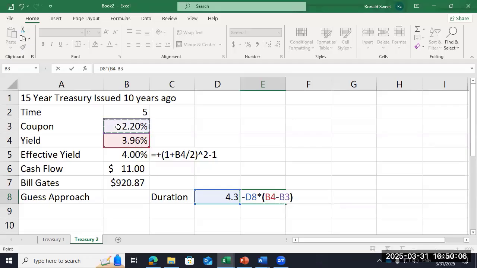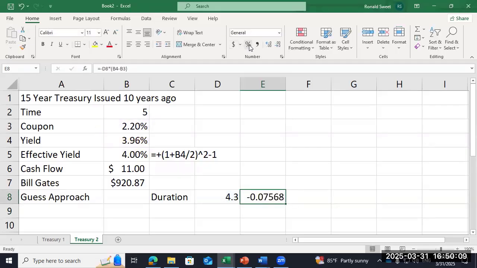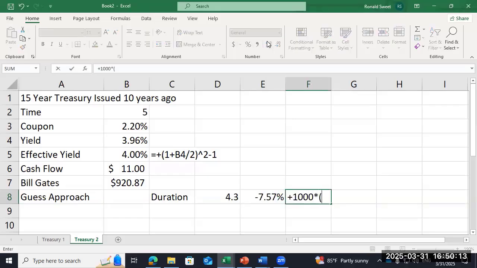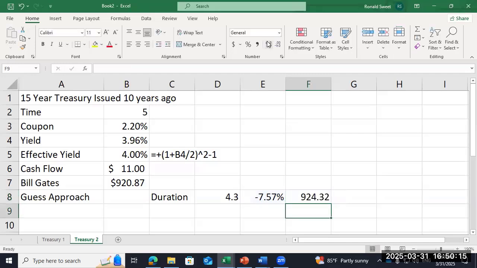So rates have actually risen. So we expect this bond to have fallen 7% in price. So we take $1,000 times 1 minus that. We get 924, kind of in the ballpark of Bill Gates, but not quite, but kind of there. And then we'll do the formula.